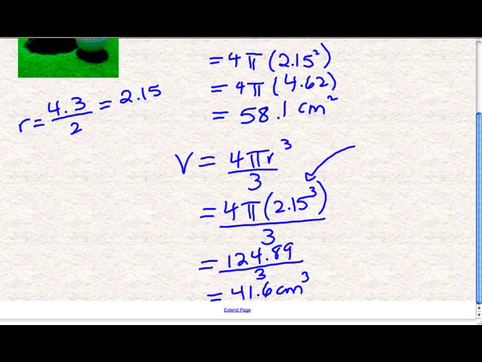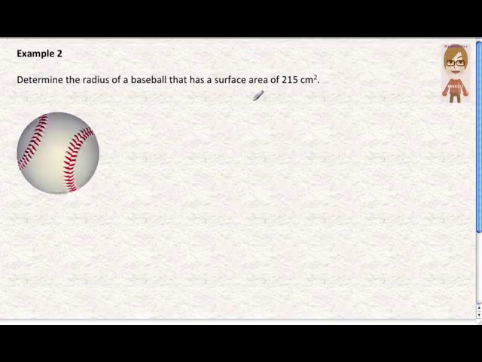So that's kind of an example of how a teacher might try and make it a little bit more difficult for you by giving you the diameter and just hoping that you notice that you need to use the radius and cut the diameter in half. The last example here is about a baseball. Determine the radius of a baseball that has a surface area of 215 centimeters squared.